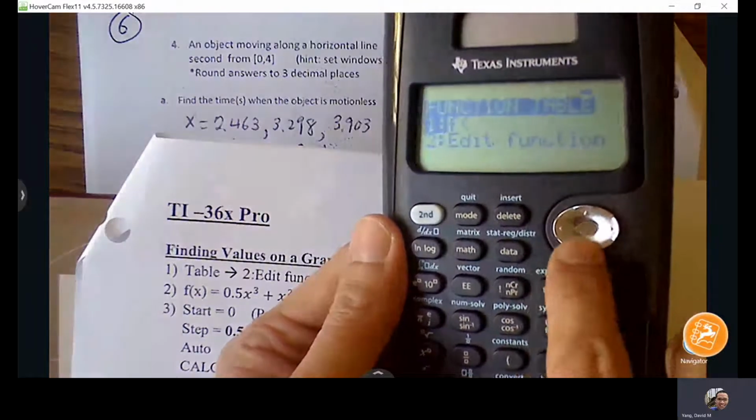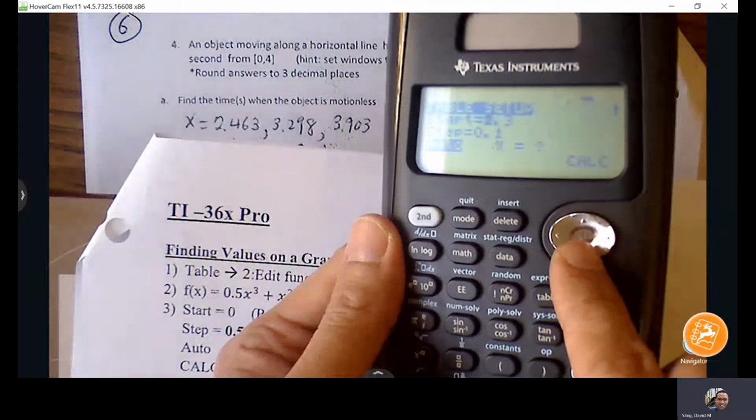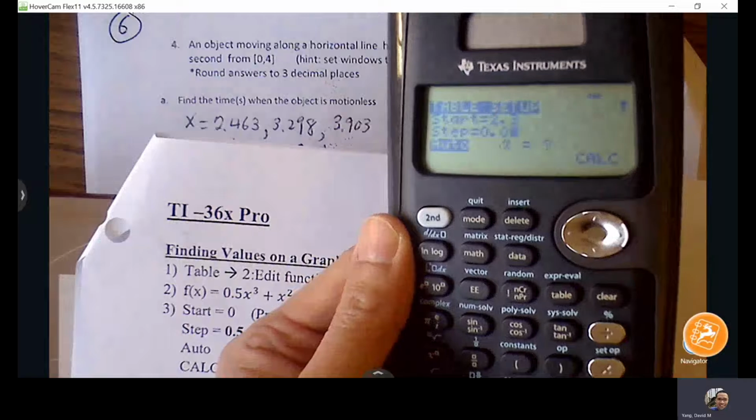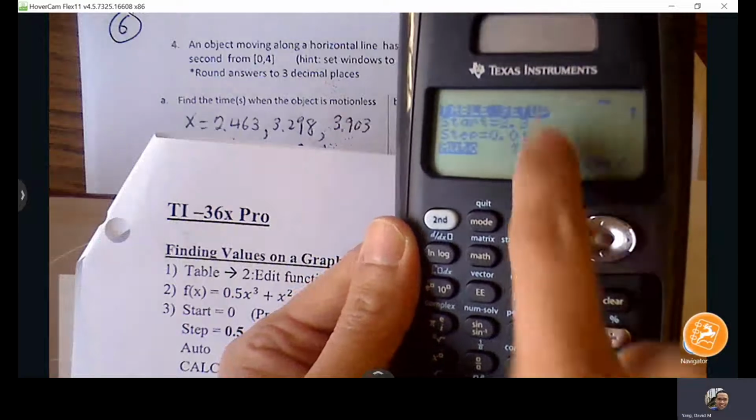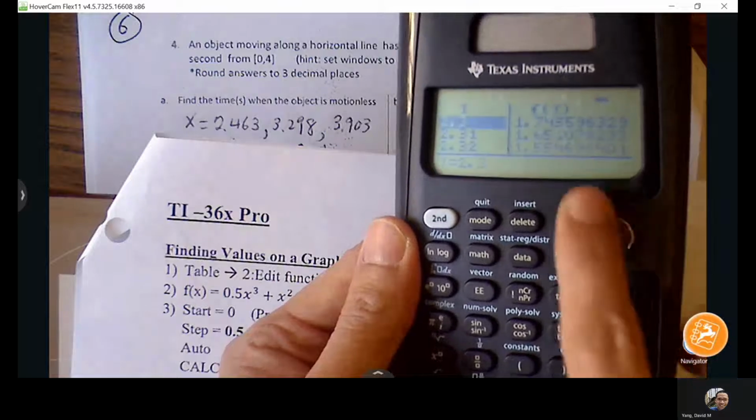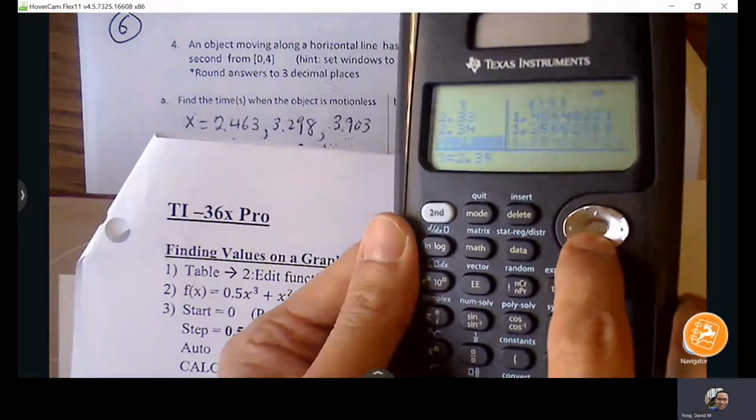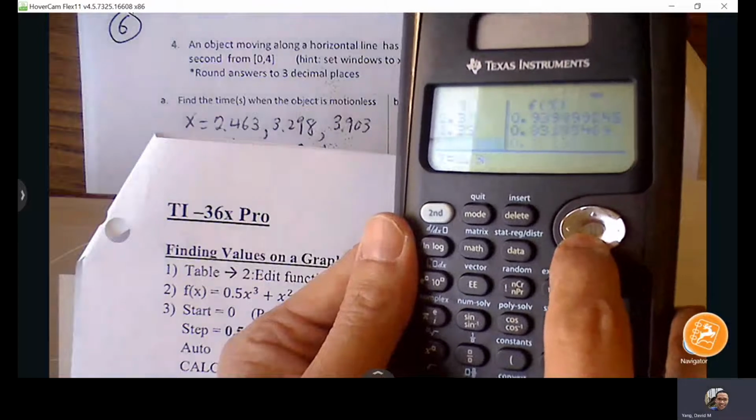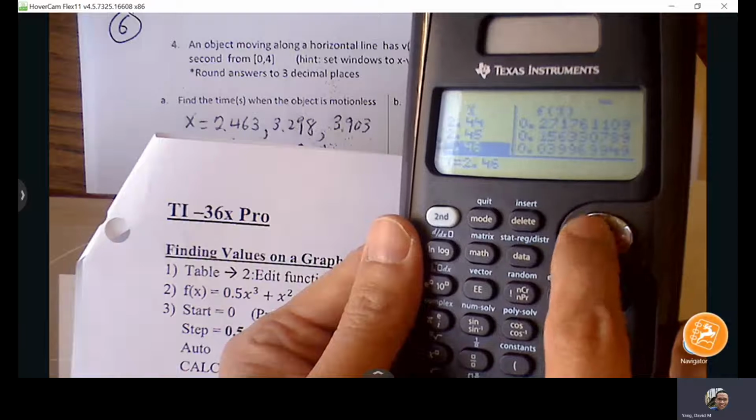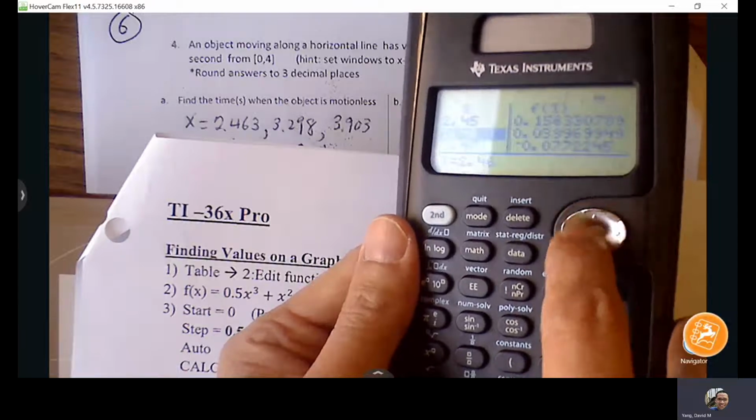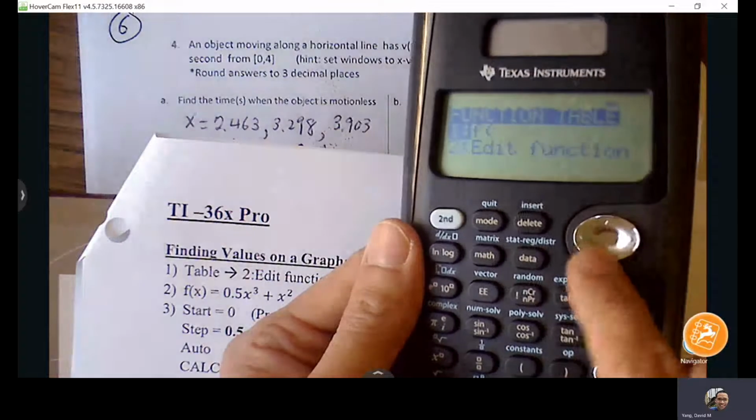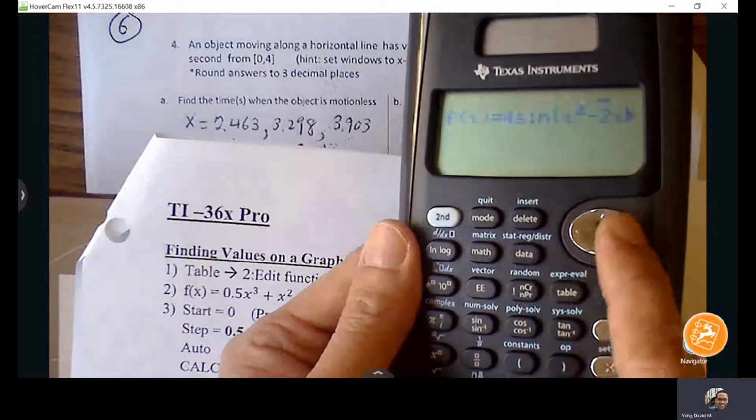So go to table, edit function, and then we're going to make the step even smaller, 0.01. If you do 0.01 and you can start at 2.3, that's good. That means I don't have to scroll as far. And now you see that your y value is turning negative right around 2.46. Yeah, 2.46.